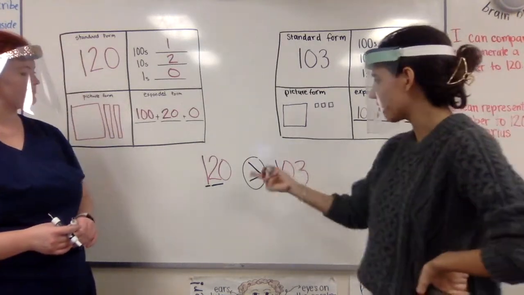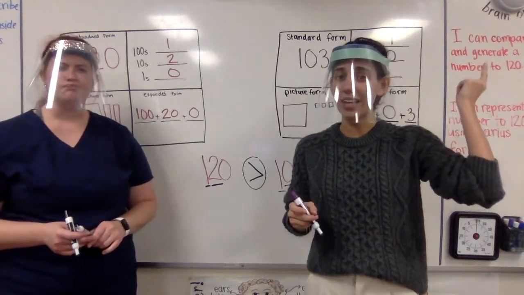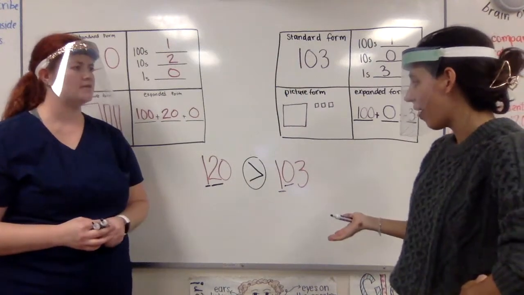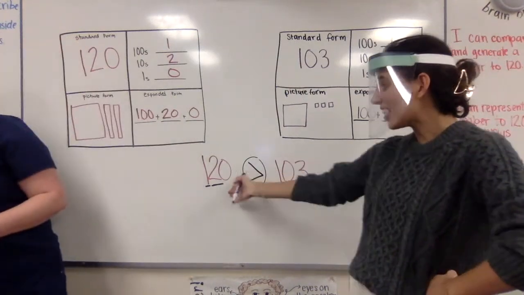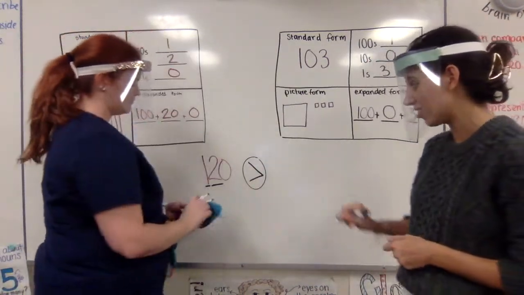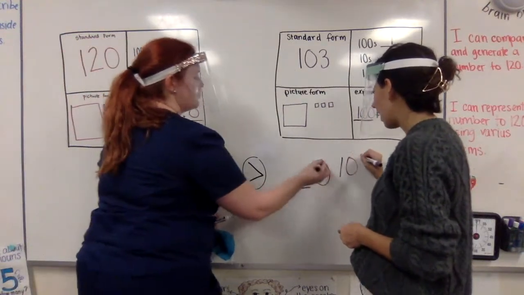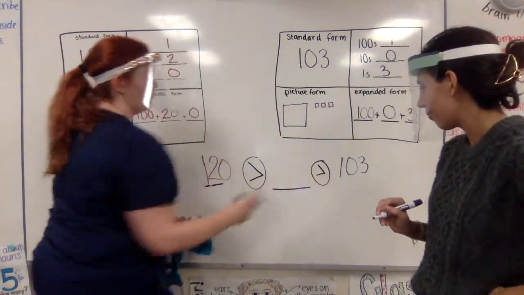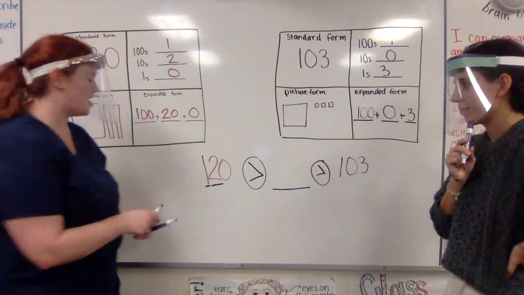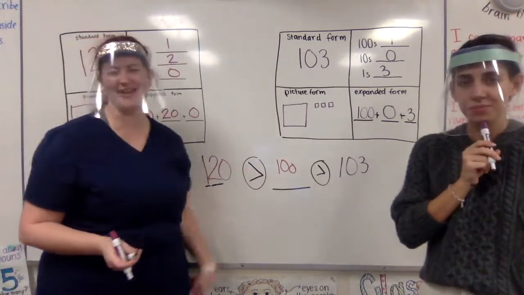Well, I know that we have these 2 numbers, but I know that the second part of our target said to generate a number to 120. So I wonder if we could generate a number that would be less than 120, but greater than 103. So like a number in the middle. So we have 120. We have 103. I wonder what would make this true. Oh, Miss Lestico, if we put 100 in the middle, this is true. 120 is greater than 100.